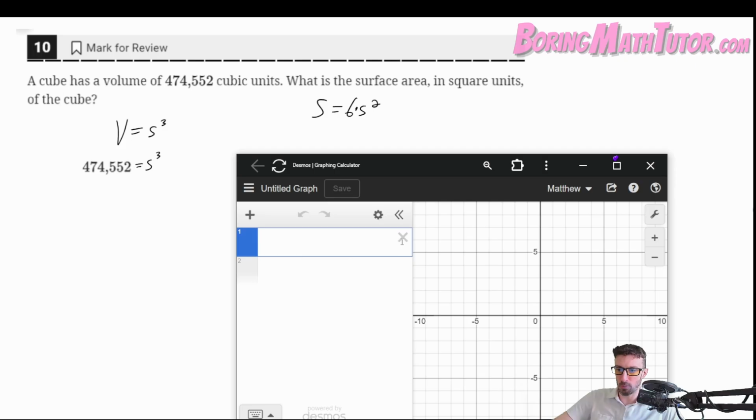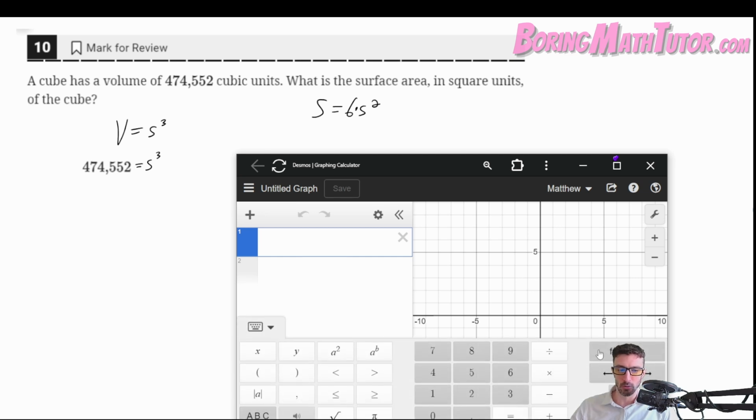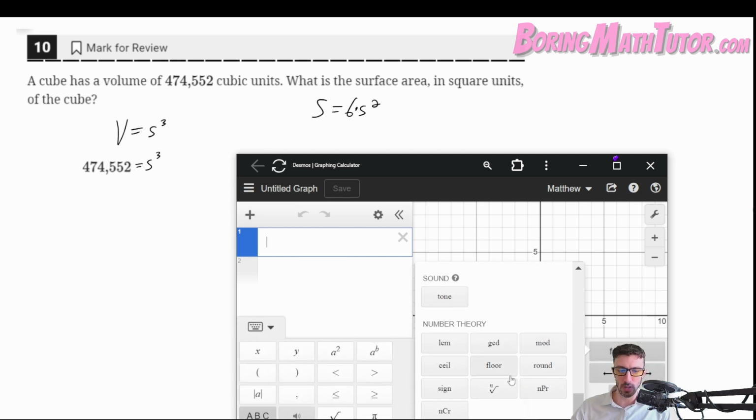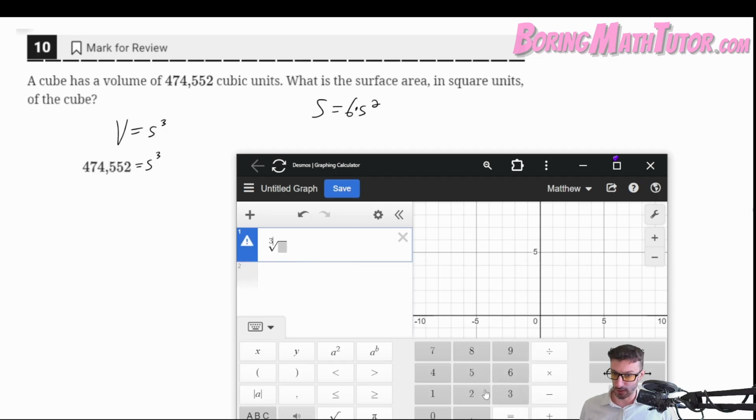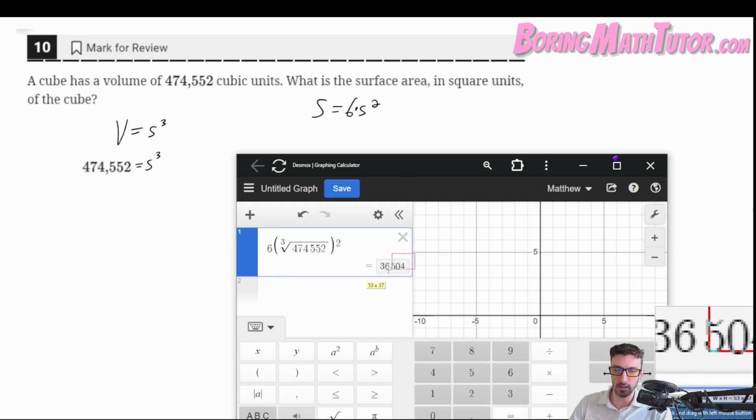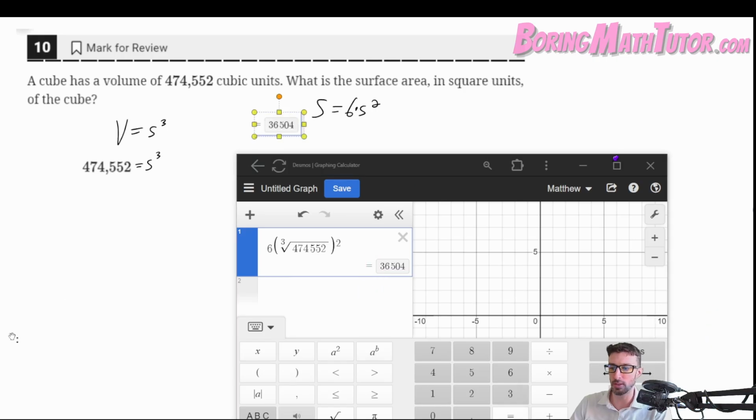So we can finish doing this problem on Desmos here. The way we're going to do it is we're going to take the cube root of that 474,000 thing. So we go to functions and scroll all the way down, and we want the cube root of that number. But then what are we going to do with that? We're going to square it and stick a 6 in front of it. And then there you go. That is the answer to the problem right there.